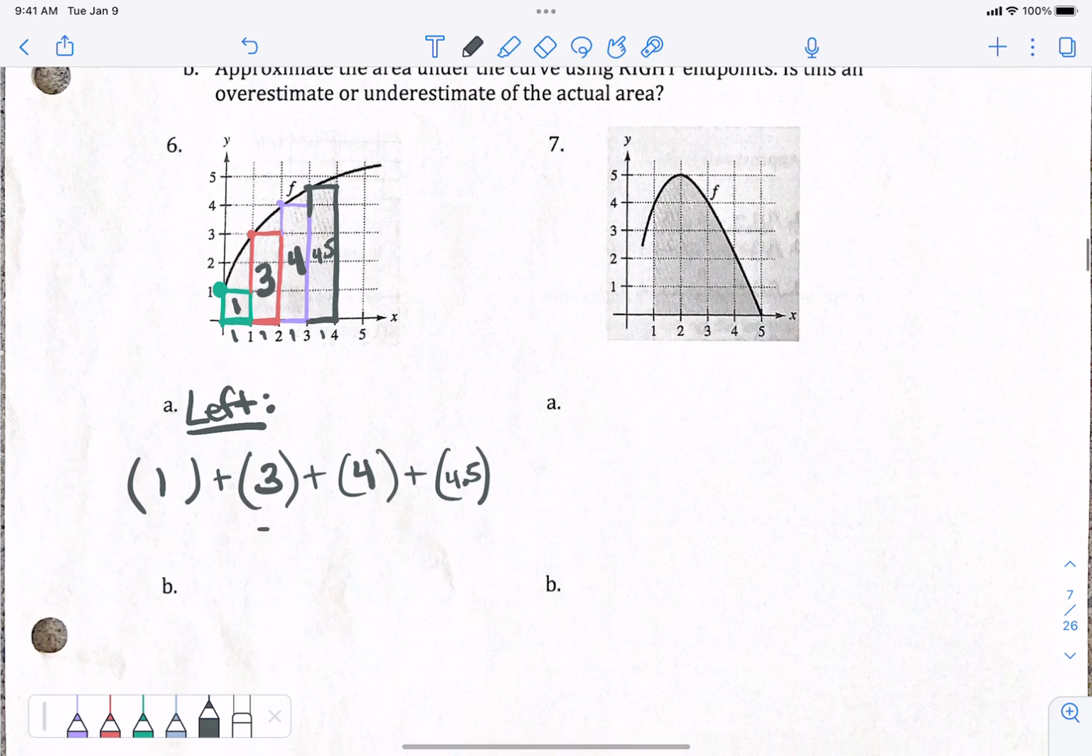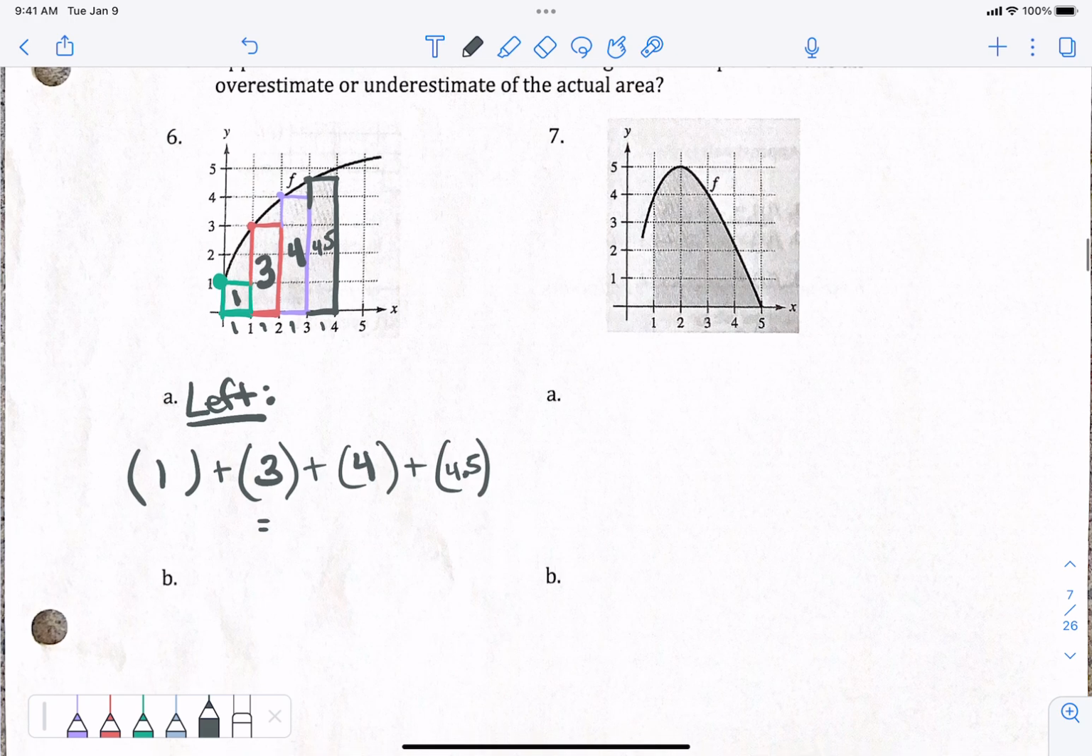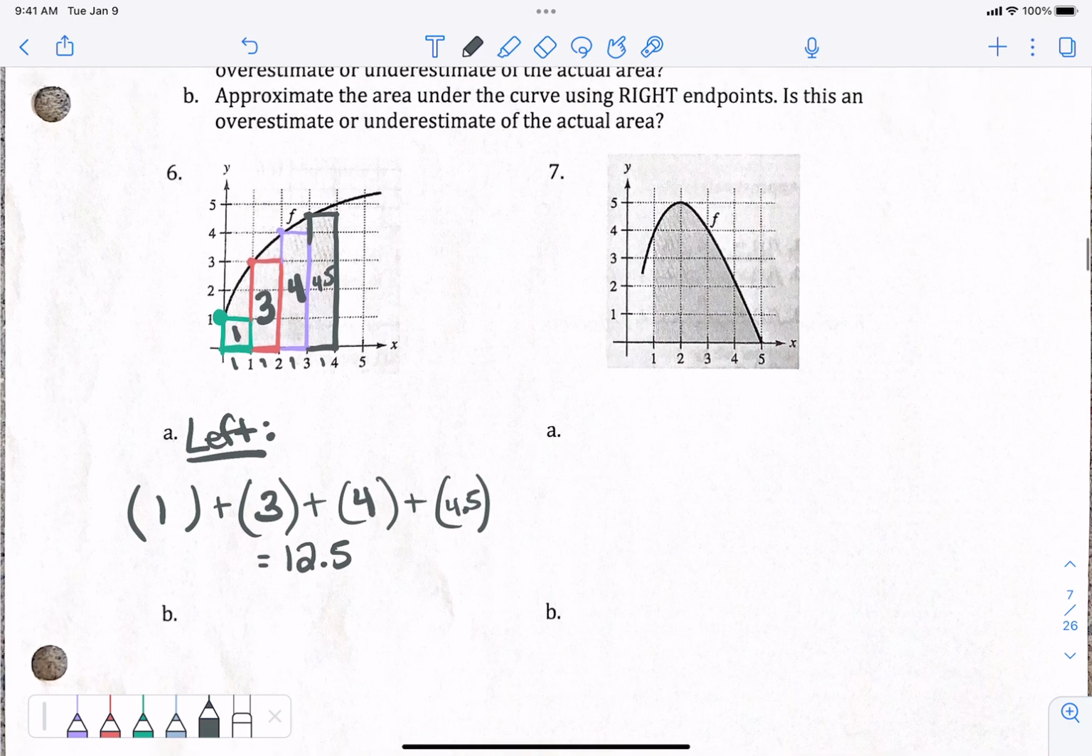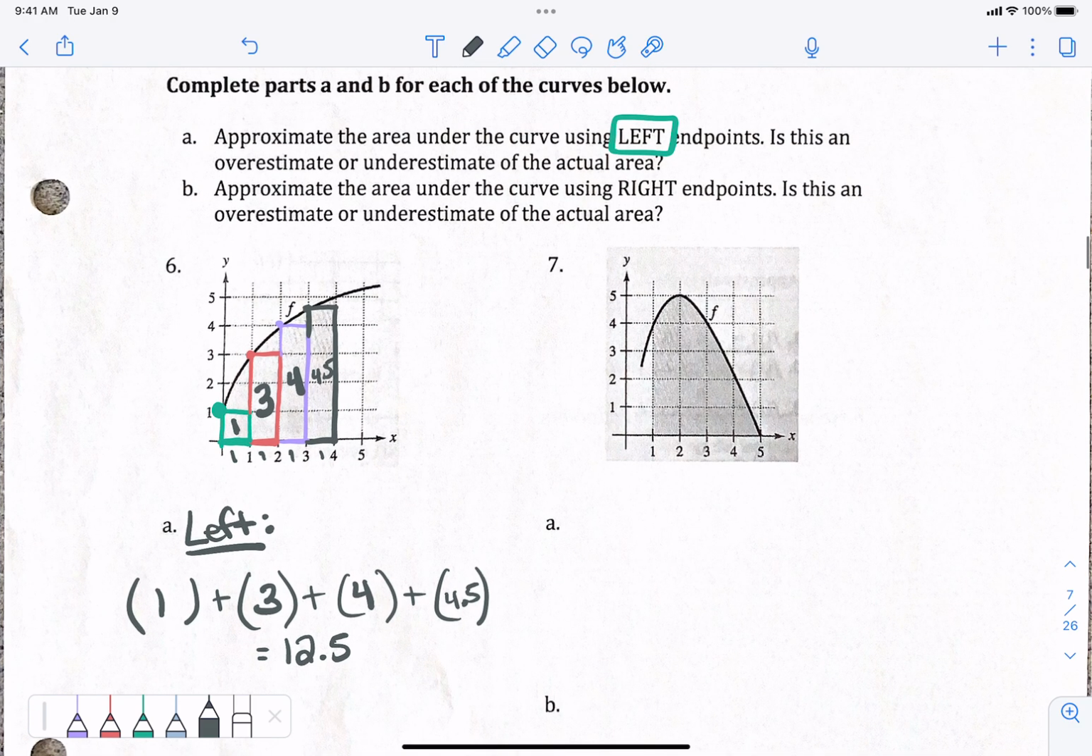What did you get? In total we got 1 plus 3 plus 4 plus 4.5, which is 12.5. Is that an overestimate or an underestimate? Under. Okay, so let's put that here. It says overestimate or underestimate. This one is an underestimate.